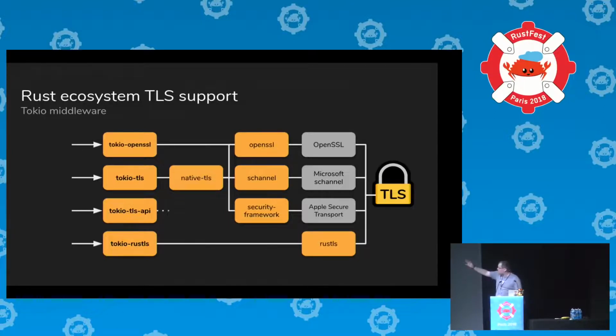And yeah, there's another similar set of things which glue Tokio to TLS, like gluing it straight to OpenSSL, gluing it to native TLS, gluing it to the whole subgraph of TLS API implementations, and that's really interesting. And then gluing it to rustls as well if you want.